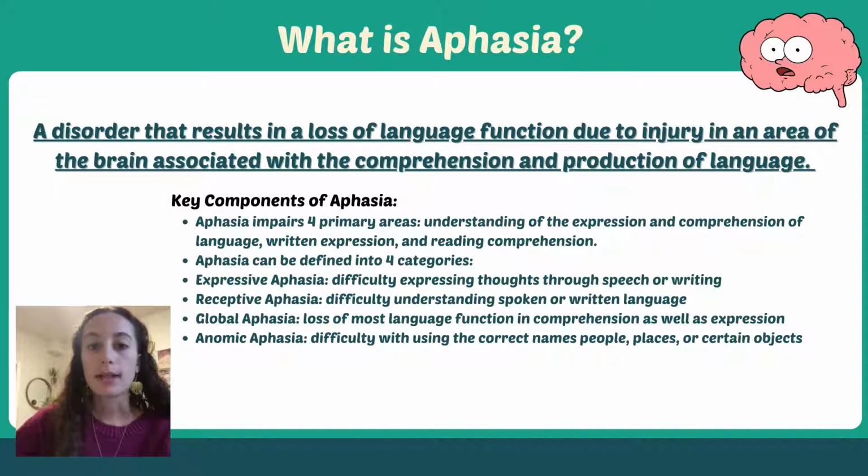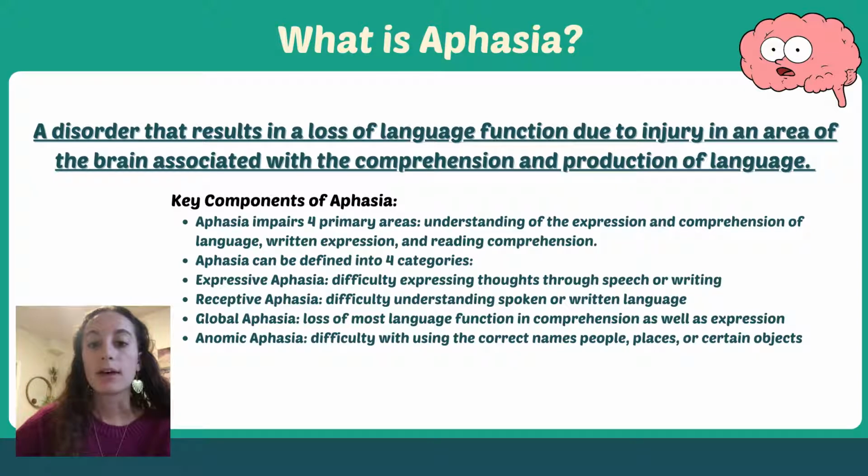So, what exactly is aphasia? Aphasia is a disorder that results in a loss of language function due to injury in an area of the brain associated with the comprehension and production of language. There are a couple key components of aphasia that are important to understand before moving on to the rest of the presentation. This being that aphasia impairs four primary areas: the understanding of the expression of language, the comprehension of language, written expression, and reading comprehension.